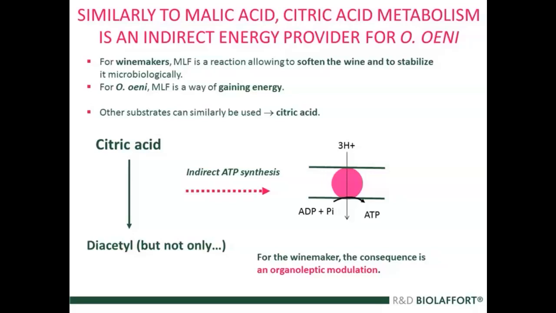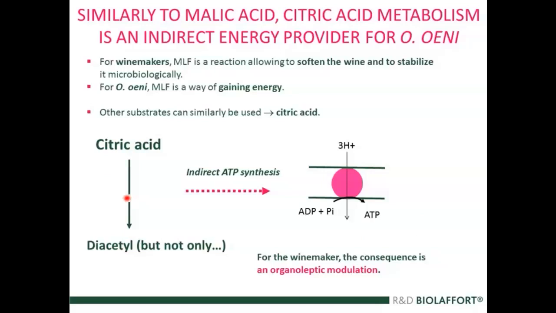I'm not going to go into details, but likewise, citric acid will indirectly lead to ATP synthesis through ATPase functioning by proton entering into the cell. Citric acid metabolism will, on one hand, lead to indirect ATP synthesis, on another, directly lead to diacetyl formation, but not only. This link here is direct, but it's much more complex, and we'll see that in the next slides.